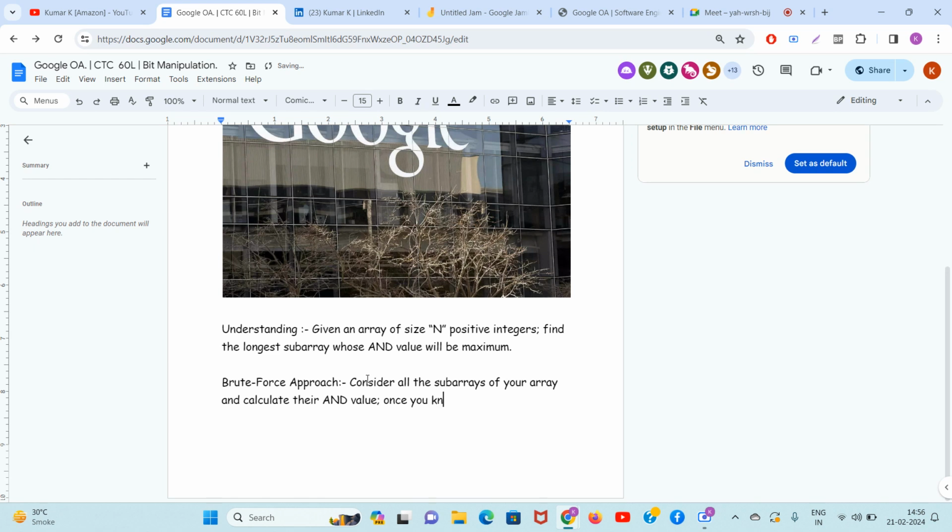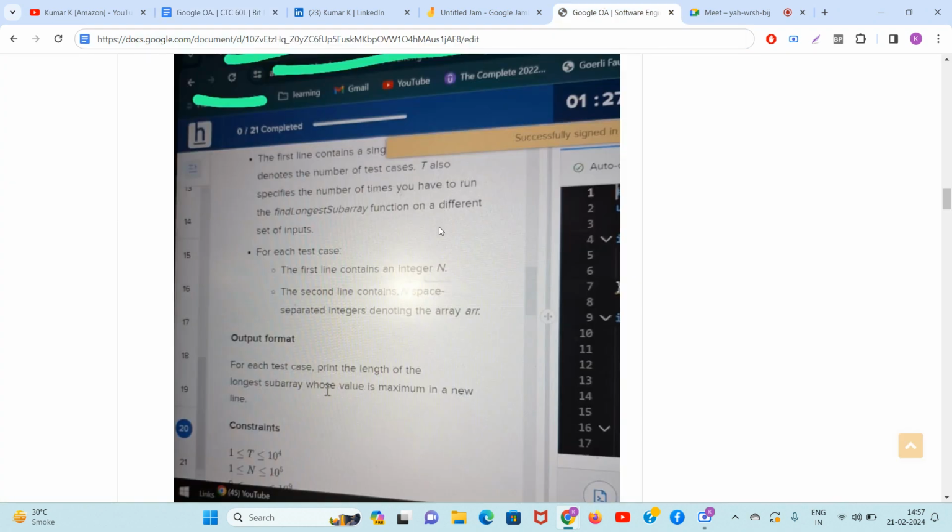Once you know the maximum possible AND value, you can check all the subarrays having that particular AND value and print the one with the largest size. Print the one with the largest size. Okay, this is the meaning of the question, by the way. Okay.